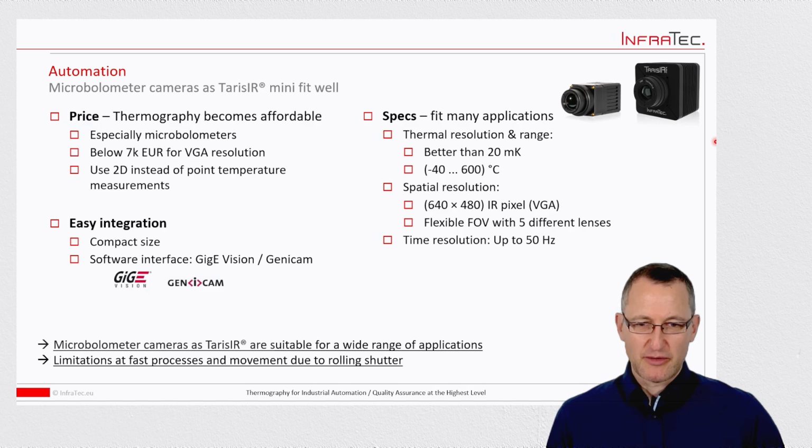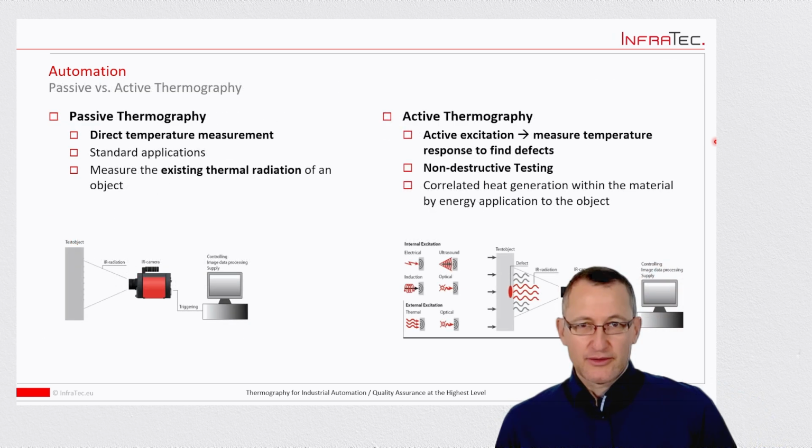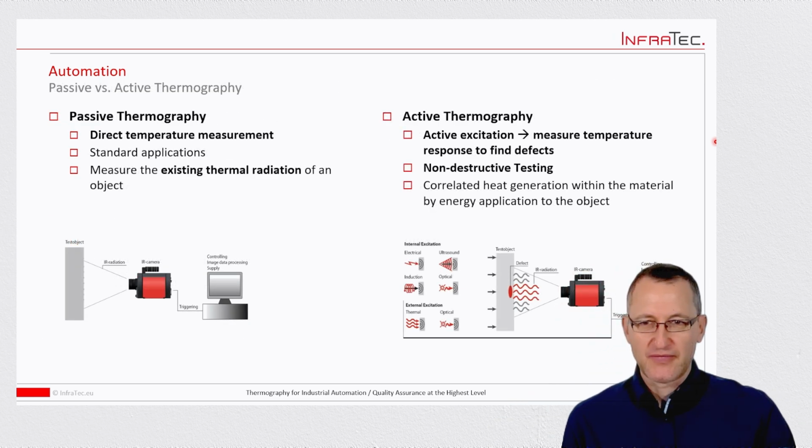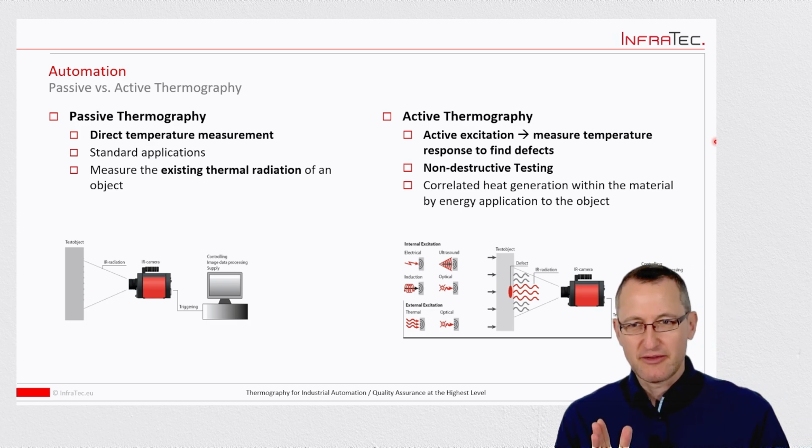Micro-bolometer cameras such as the Taurus IR are suitable for a wide range of applications. The only limitations are fast processes and movement, due to the rolling shutter of such micro-bolometer cameras. So let me now introduce two different ways for thermography.